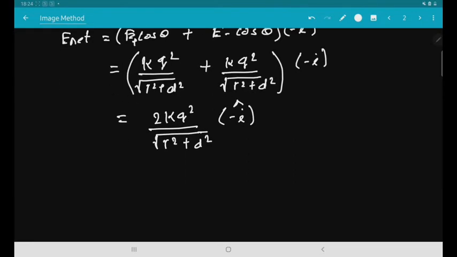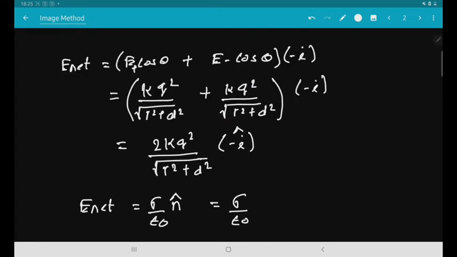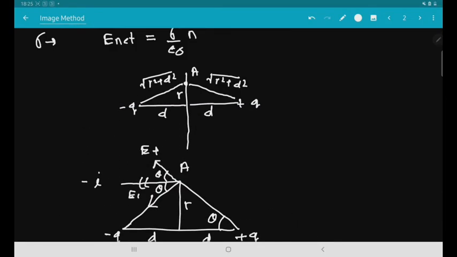Now this net field we can equate with sigma by epsilon naught in the n cap direction. Now n cap direction means perpendicular to the surface. The surface, we have considered this to be the surface. So perpendicular means it will be in the positive i cap direction. The negative i cap direction actually does not exist. The image charge is there.